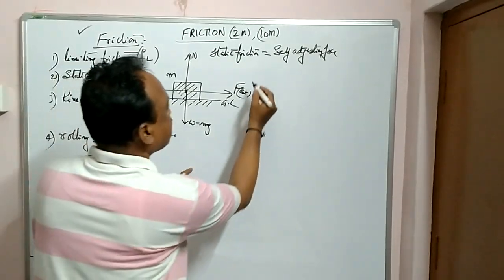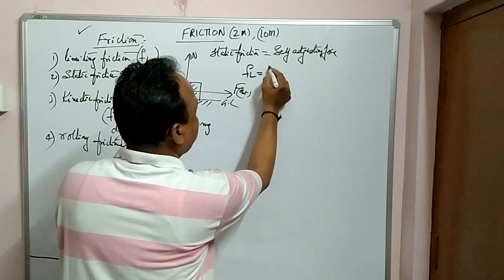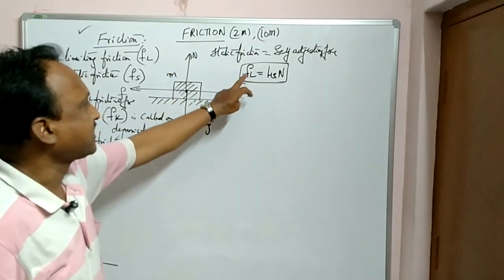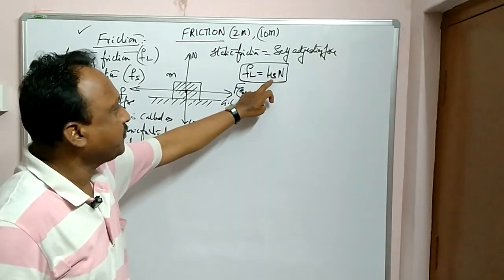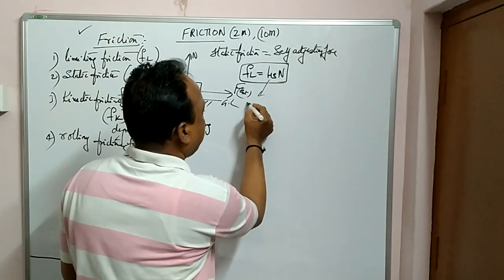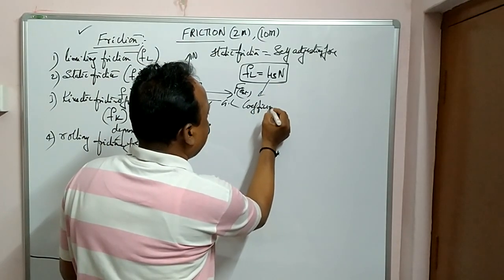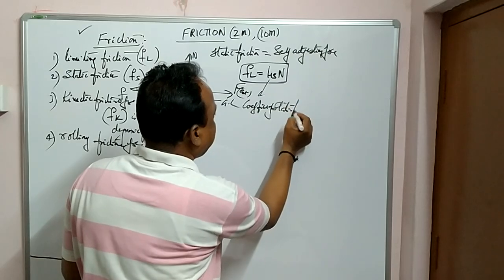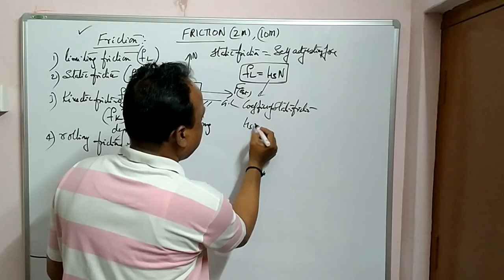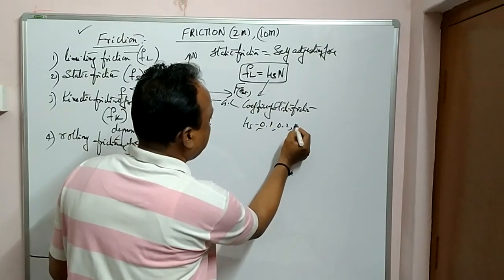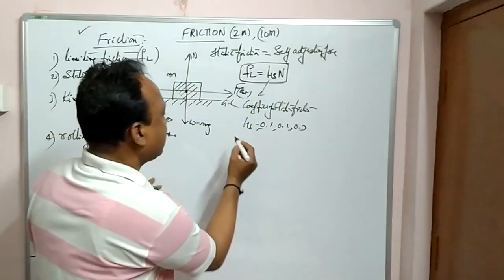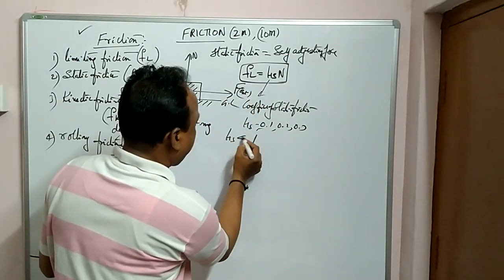Limiting frictional force FL is given by mu s into N. Clear? Limiting frictional force FL is given by mu s into N. What is mu s here? Coefficient of static friction. Generally this value is given, it will be around 0.1, 0.2, 0.3, like that. Generally mu s is less than 1.